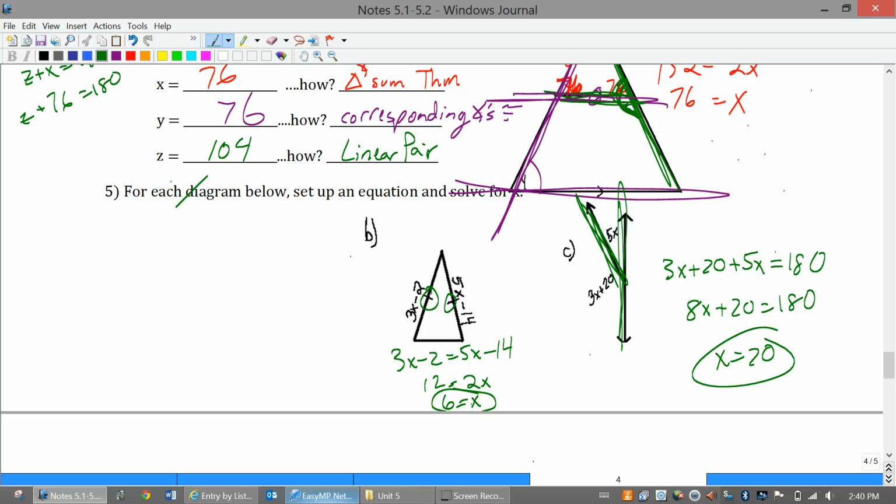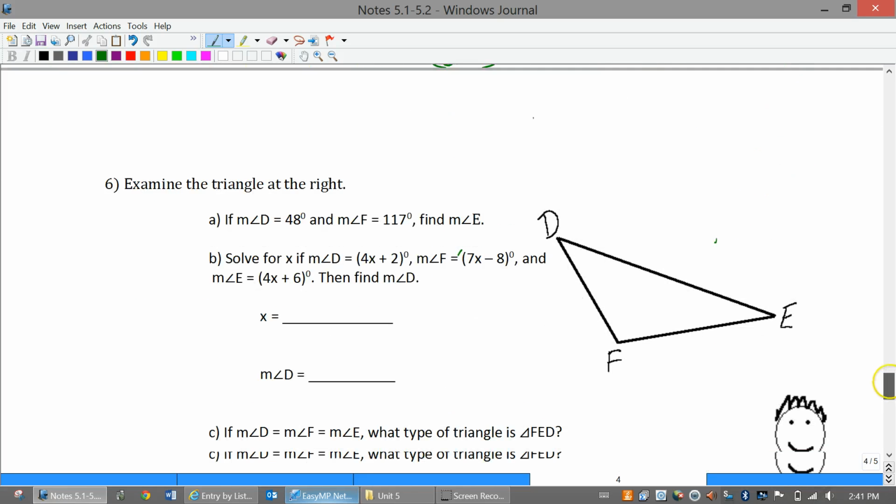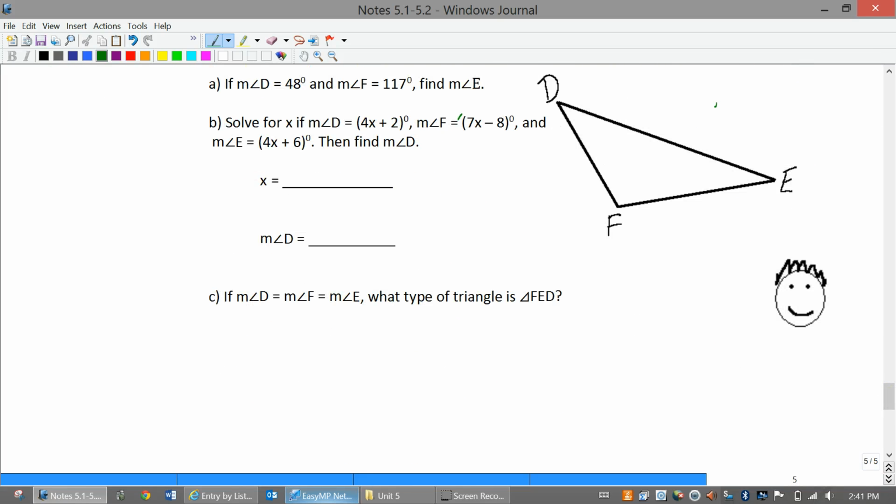Okay? Let's go to the last page. There's actually 3 questions on the last page. If you do it the way I do it, that angle's 48. This angle right here is 117. What's the measure of E? So I'll just drop in an X for fun. If we drop in an X, that means all three of those angles add up to what number? 180. So 180 equals 48 plus 117 plus X. Solve that and you get X to be 15.